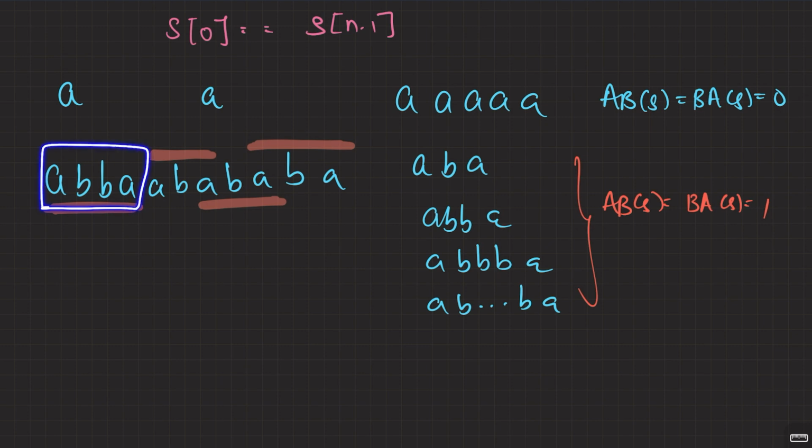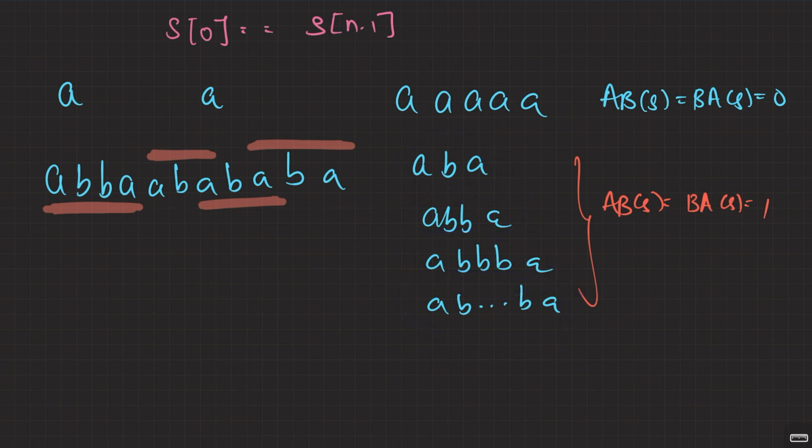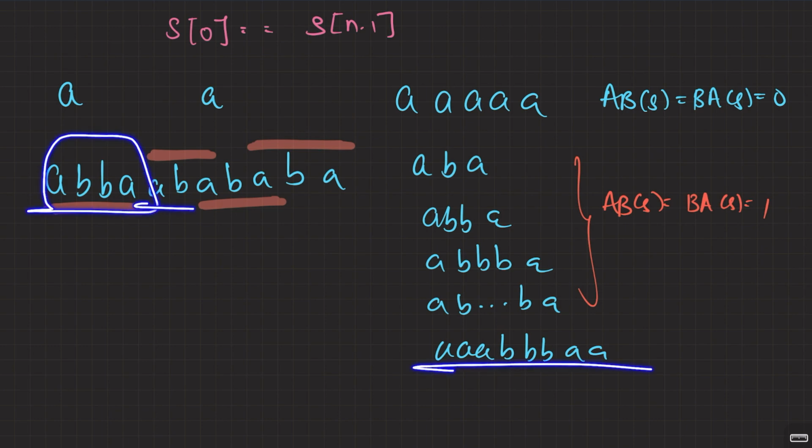Because it is a string of type ABBA. This is also a string of type ABA. This is also a string of type ABA. So what I'm saying is, if a string starts and ends with A, you will be able to find strings like this in the middle, or something like this. Also, you can find A, B, B, B, A, right? In all of these types of strings that you are able to observe here, the number of ABs and BAs are the same. So inherently, the number of ABs and BAs in the total string is going to be the same.